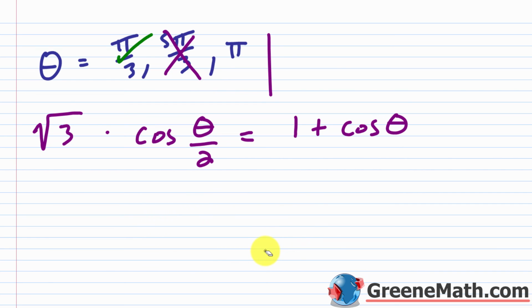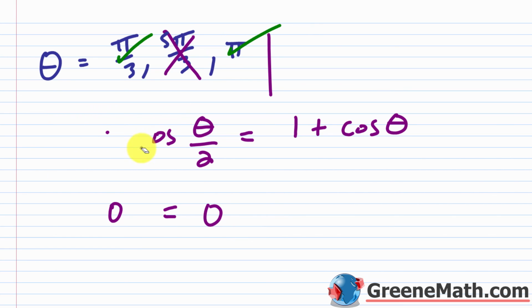Now this last one's going to work. If I put a pi over 2 in here, remember pi over 2 is 90 degrees, and cosine of 90 degrees is 0. So if I did square root of 3 times 0, that's 0. On this part, I have 1 plus the cosine of pi, and the cosine of pi, or the cosine of 180 degrees, is negative 1. So what is 1 plus negative 1? That's going to be 0. So you get 0 equals 0. So this one checks out as well.